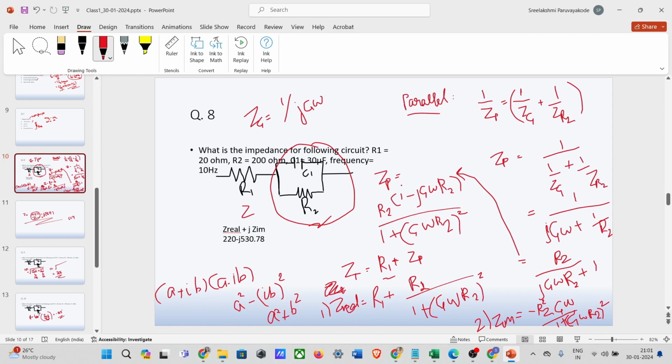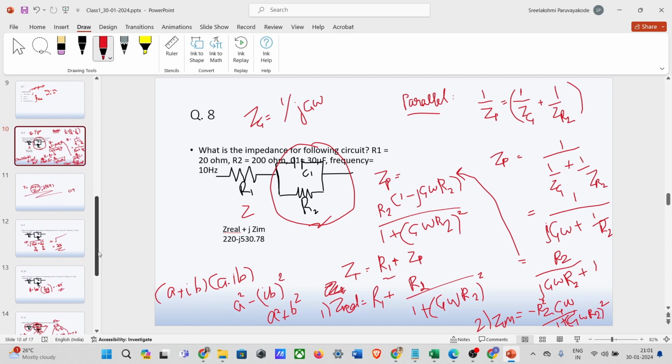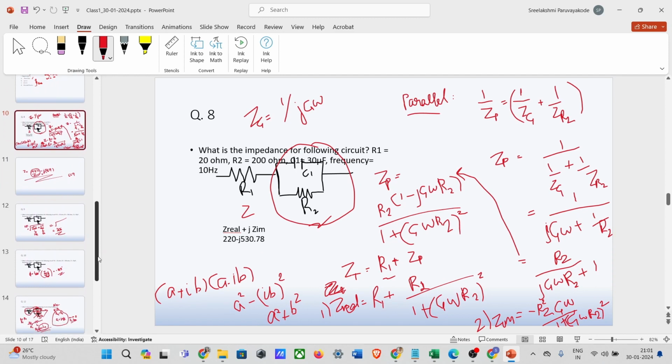Ma'am, in assignments, how can we write the j value? For example, if the R1 value is 200, and I'm writing 200 plus j, I can't put that symbol in the assignment. Can you do one thing? Can you post this question in the discussion poll? I'll reply to you there because I have not checked that.